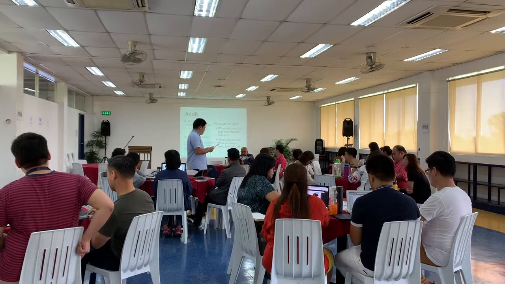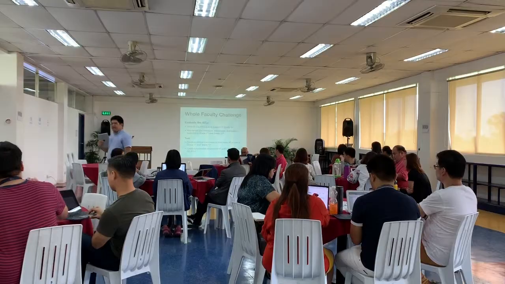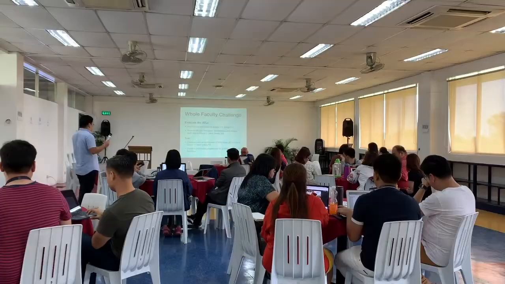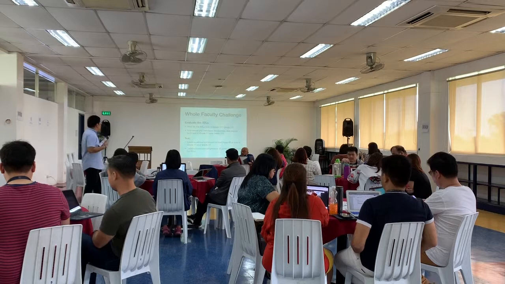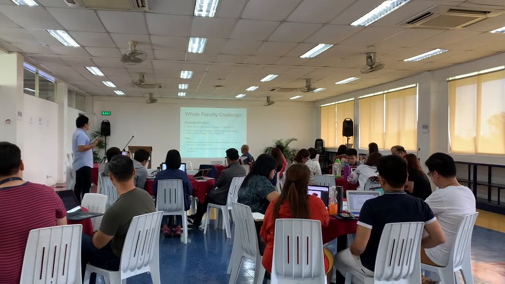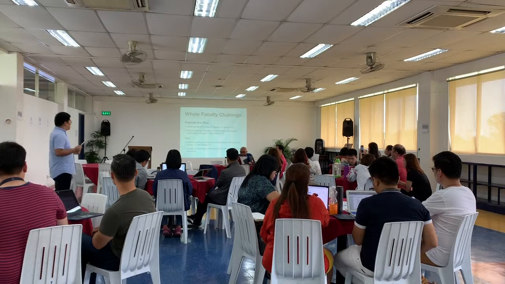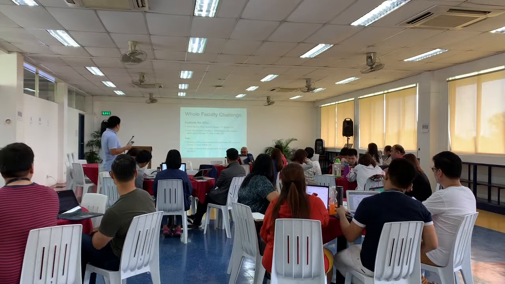So now, we're going to do a whole faculty challenge, which entails everybody's cooperation and collaboration. What do the ATLs look like at grade 11 and at grade 12? How would you introduce, consolidate, and assess each skill in grade 11 and grade 12? Your task, as we end this workshop, is to create a vertical continuum of how these ATLs look at grade 11 and grade 12, and then create a horizontal progression of goals on introducing the ATLs.